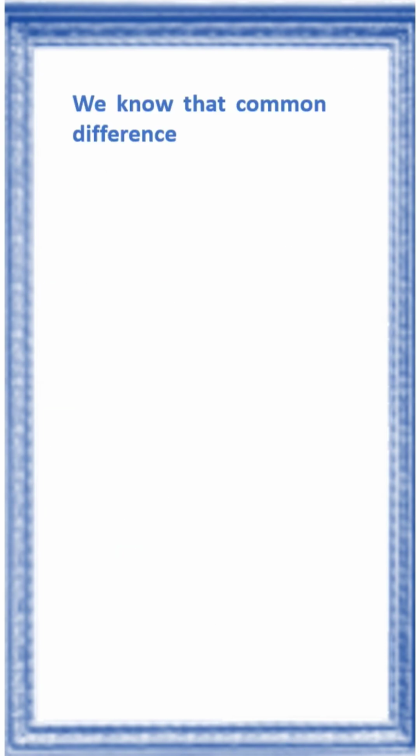We know that common difference D is equal to A2 minus A. Now A2 is 3, A is 5. 3 minus 5, that is equal to negative of 2. So common difference is negative of 2.